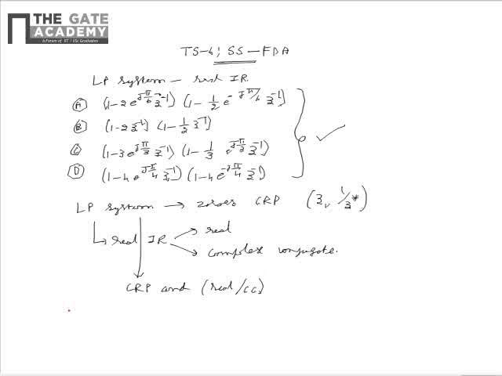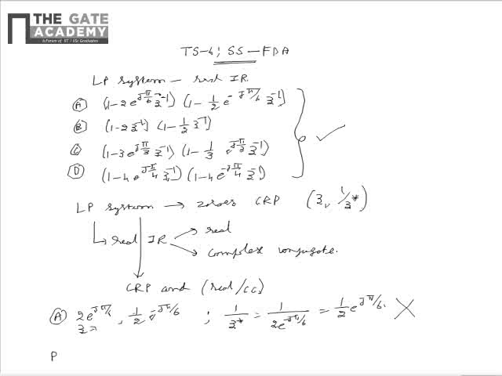The option which satisfies these conditions is the one that we want. If we pick option A, the zeros are located at 2 e^(jπ/6) and half e^(-jπ/6). Let us assume that z is equal to 2 e^(jπ/6), then 1 by z star can be written as 1 by 2 e^(-jπ/6), which upon simplification becomes half e^(jπ/6). Here we see that zeros are not conjugate reciprocal pairs, so option A is not correct.